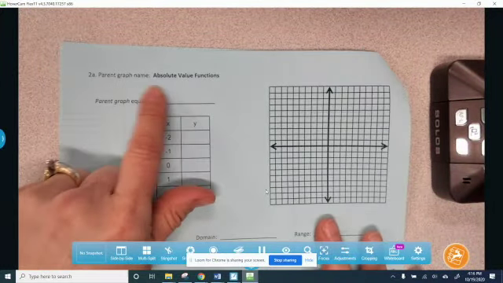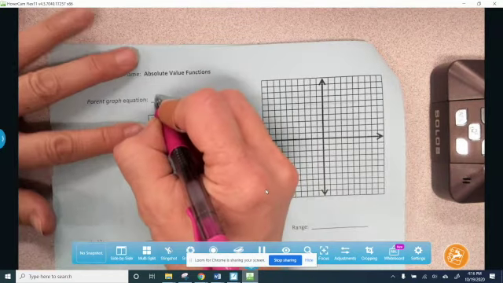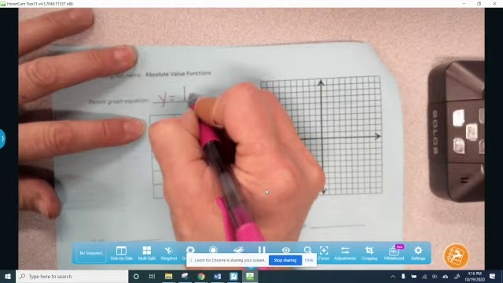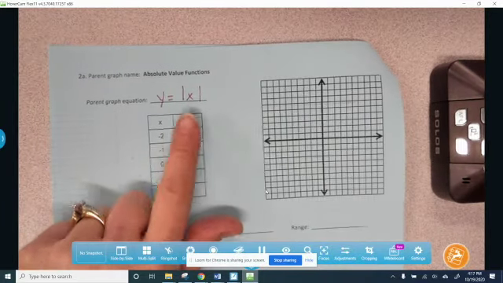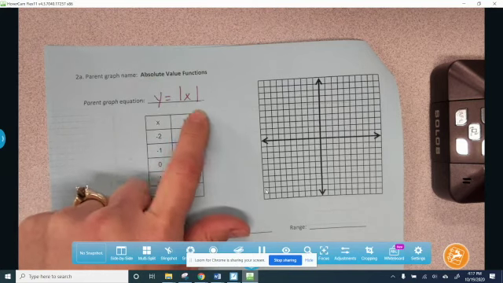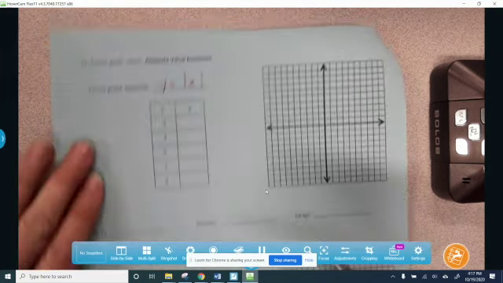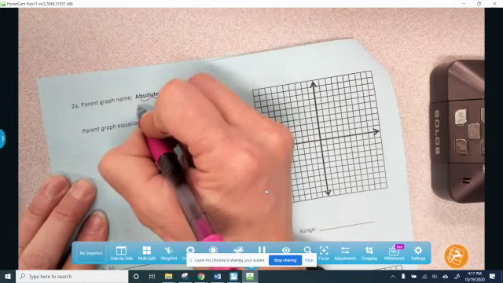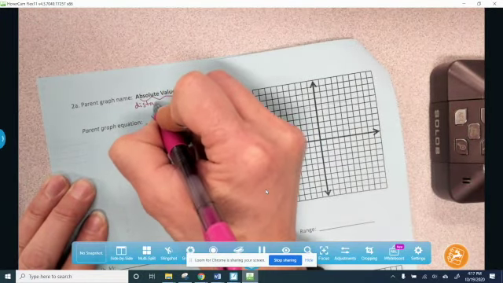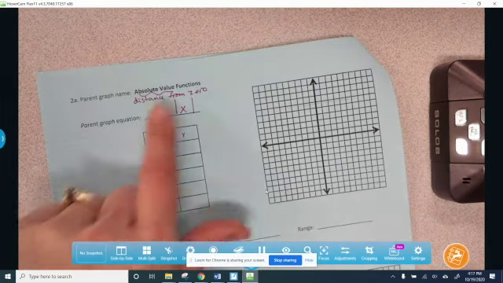All right, absolute value function. The parent graph for absolute value is y equals the absolute value of x. Back in algebra, you learned a bit about how to solve absolute value equations. So consider this: absolute value means distance from 0. That's what absolute value means.